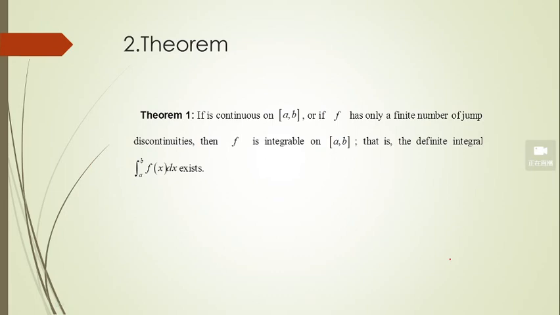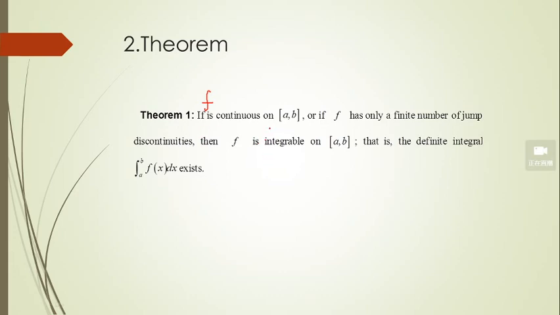Now, let's talk about two theorems, and we will focus on the second one actually. So here, f: if f is a continuous function on closed interval [a, b], or if f has only a finite number of jump discontinuities, then f is integrable on closed interval [a, b]. That means if f is integrable on [a, b], then the definite integral, this notation, exists. So what is the condition for f to be integrable?